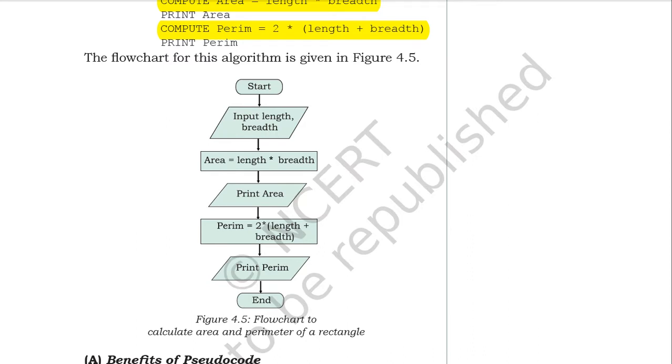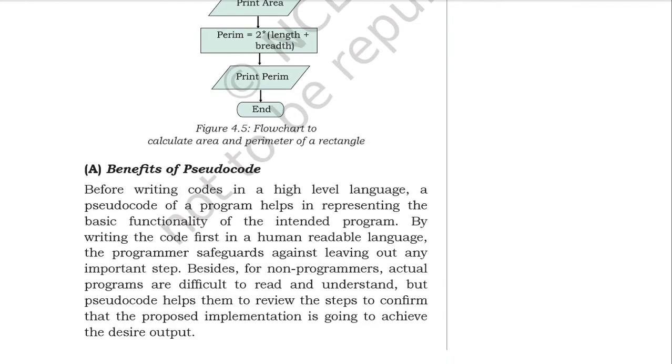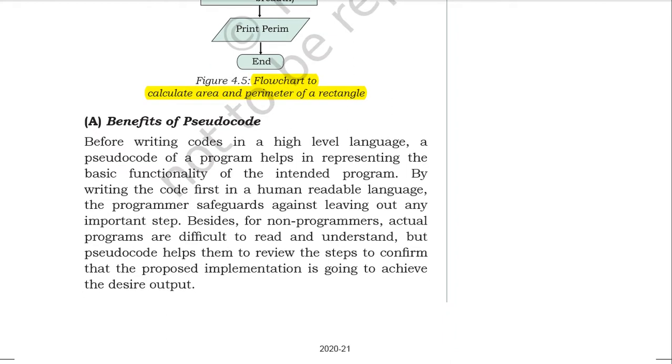Then the flowchart as usual. Starting from here, the start button, then input length and breadth, then area. We have to compute length into breadth, print area, then this, then this and that. I hope you can understand all this clearly. If there is any problem, please ask me in the comment section. I will definitely clear the doubt.